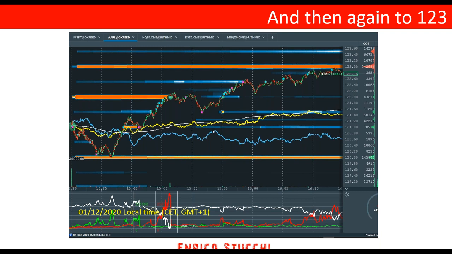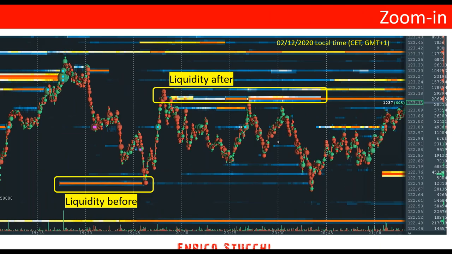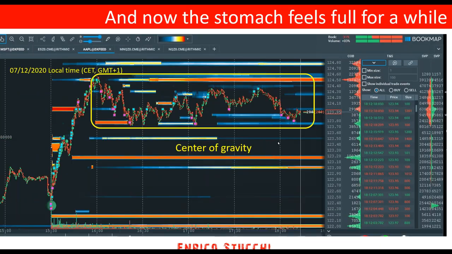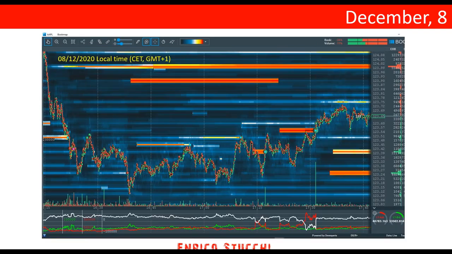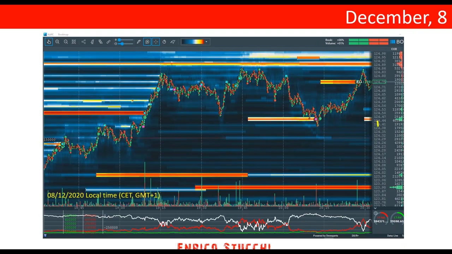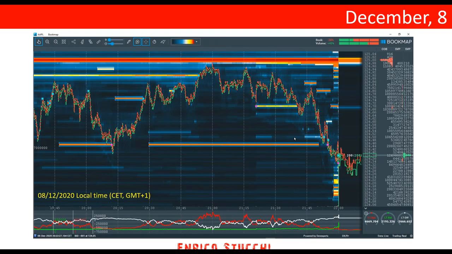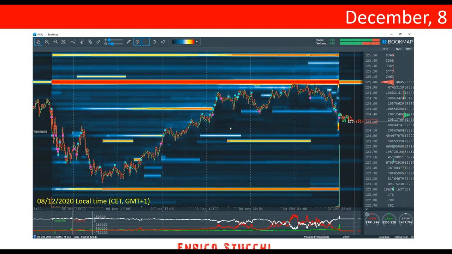Let's see, there's one thing I wanted to also mention. If you can go back to December 8th for a second, on Apple. One more. There we go. Go a little bit further. There's something on a little bit higher time frame I saw. Here, higher time frame. This one. Yeah, like a really nice reversal pattern here.